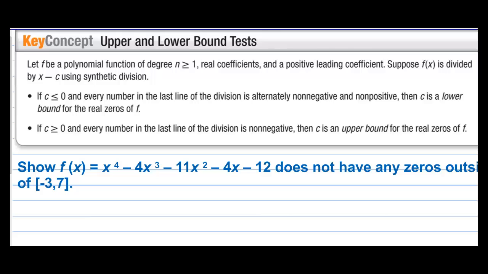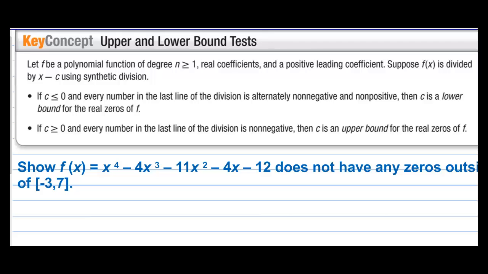Upper and lower bound test. Let f be a polynomial function of degree n greater than or equal to 1, with real coefficients and a positive leading coefficient. Suppose f of x is divided by x minus c using synthetic division. If c is less than or equal to 0 and every number in the last line of division is alternately non-negative and non-positive, then c is a lower bound for the real zeros of f. If c is greater than or equal to 0 and every number in the last line of the division is non-negative, then c is an upper bound for the real zeros of f.